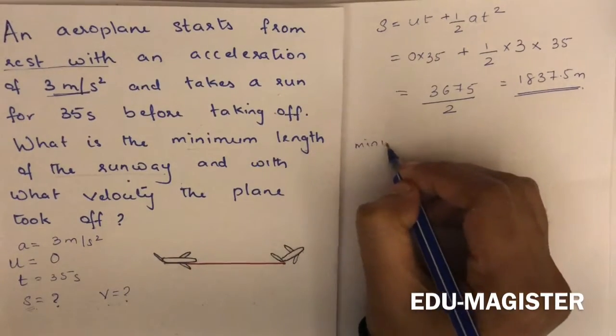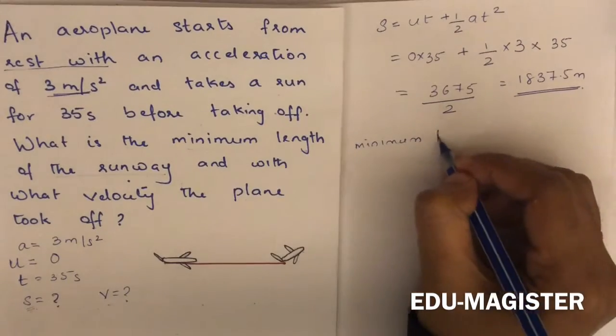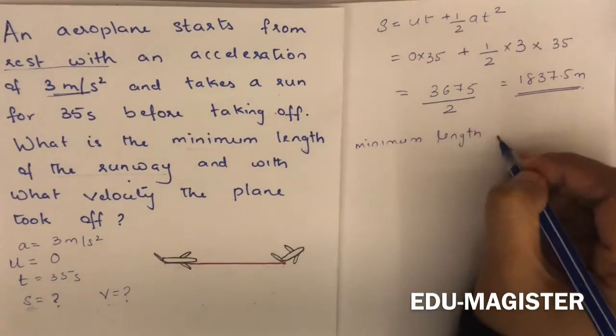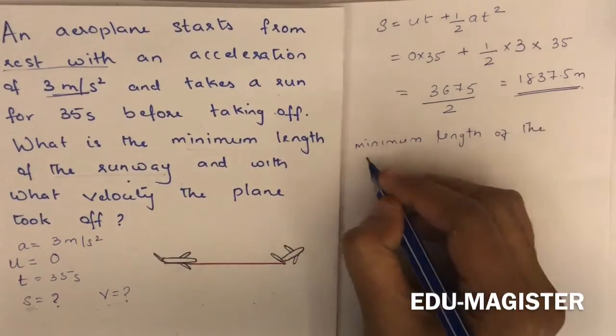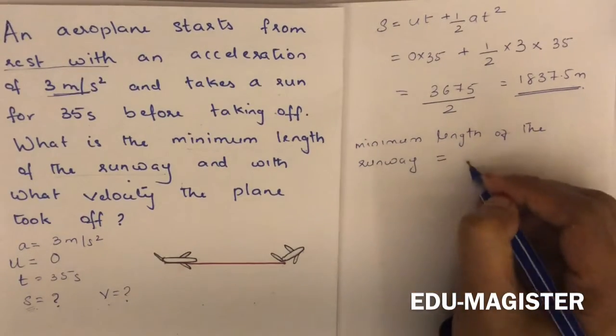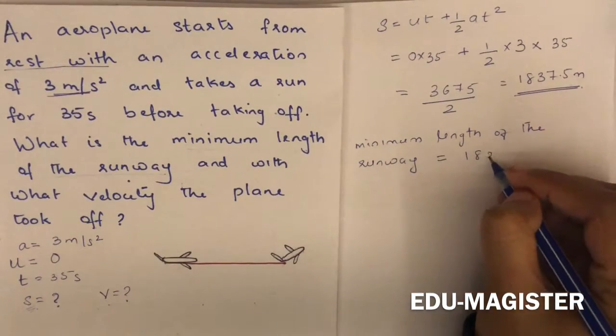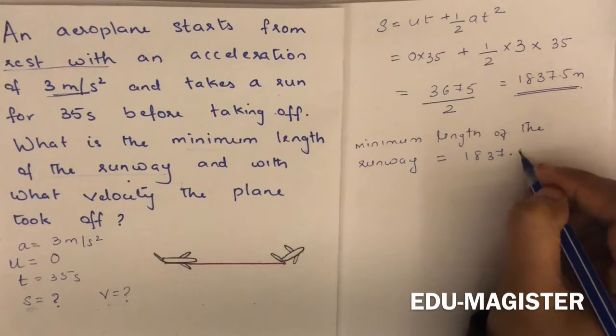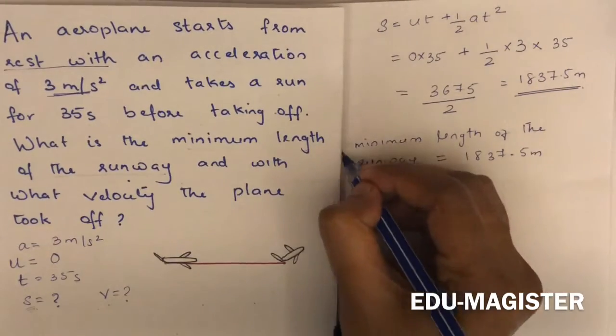So this runway should contain minimum this much. Minimum length of the runway will be 1837.5 meters.